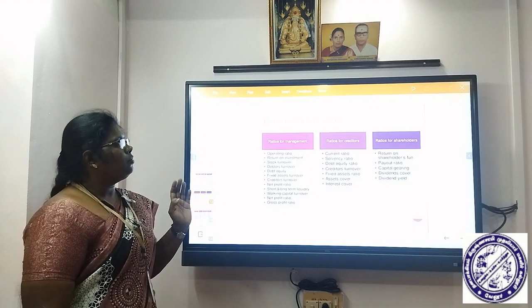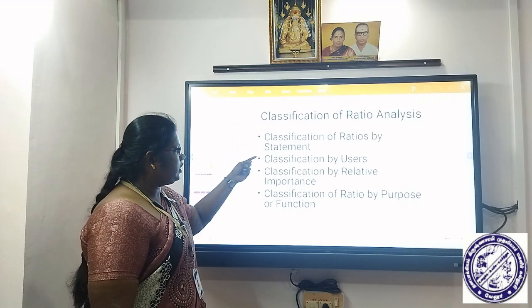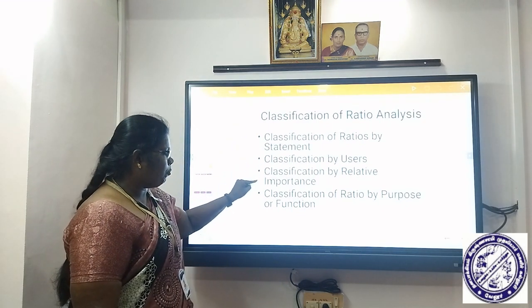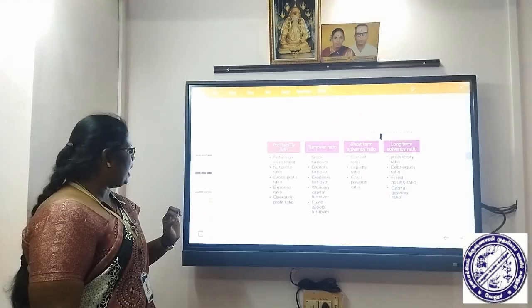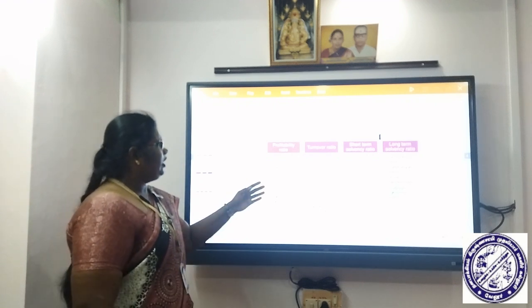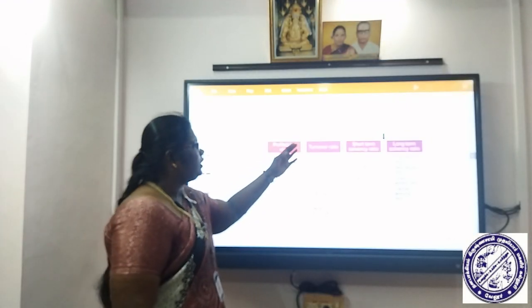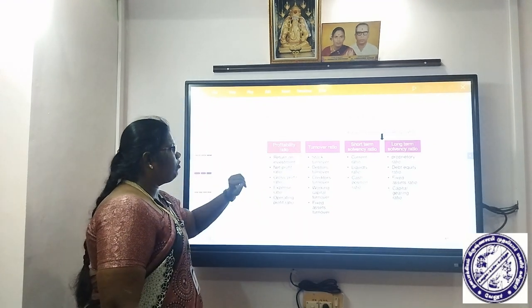Next, classification by users. As we have already seen, there are four classifications: by statement, by user, by relative importance, and last, by purpose or function. Almost all the classifications are the same. Last, the classification of ratios by purpose is divided into four: profitability ratio, turnover ratio, short-term ratio, and long-term ratio. First we will see what is profitability ratio.